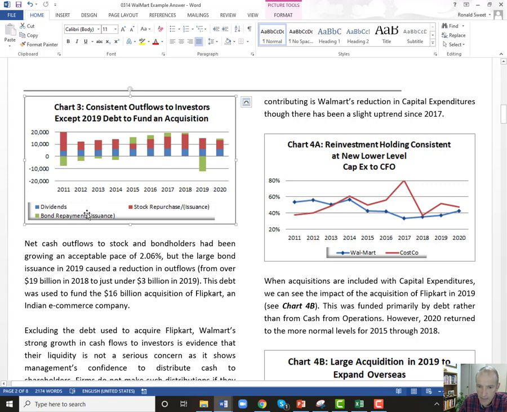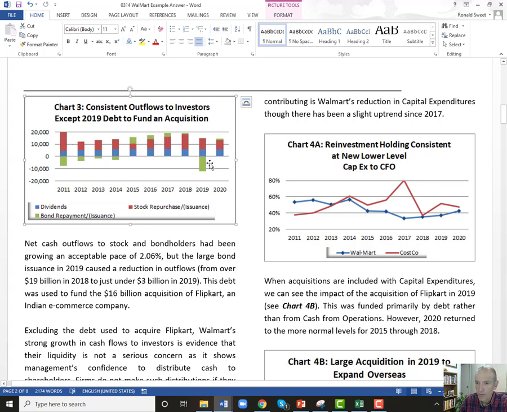If the bond is green and below the line, that means they're borrowing money. If the green is above the line, that means they're paying down debt. So below the line, they're borrowing money. Above the line, they're paying down debt. The red, if it's above the line, they're buying back stock. If it's below the line, they're issuing stock. So below the line means they have a liquidity problem that they're having to go out and get cash from outside the firm. If it's above the line, that means they're producing a lot of liquidity and are using that to pay dividends, buy back stock, or repay debt.